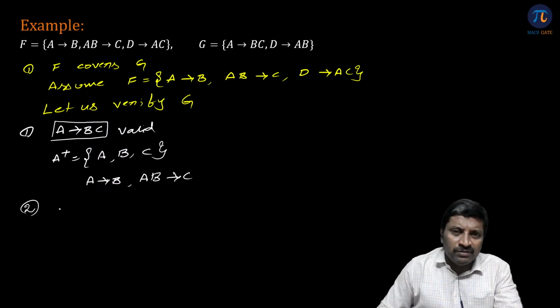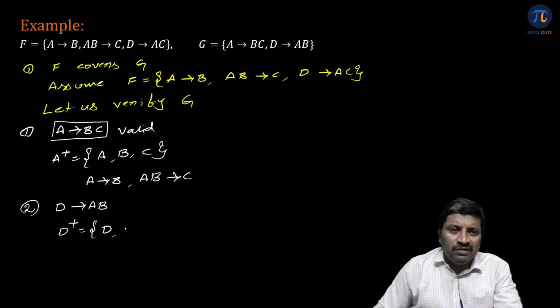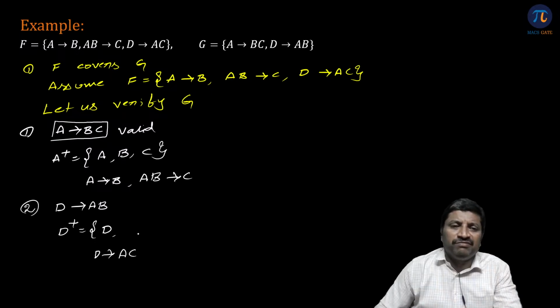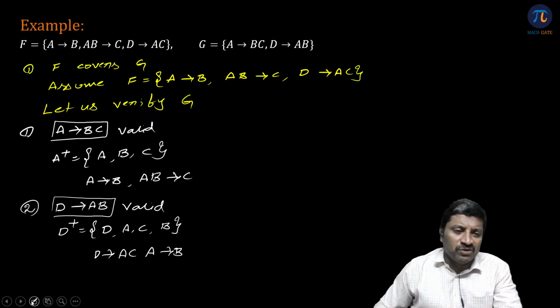What is the second one? D implies AB. What is D closure? With D, I get D. Then with D, we can get AC, since that is an FD in F. Then with A, I can get B. So we can get all the attributes. This is also valid. So what is your conclusion, sir? The conclusion is F covers G.